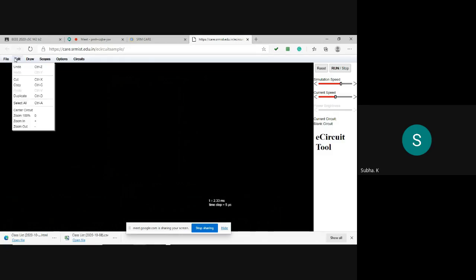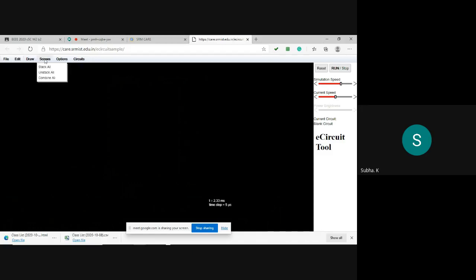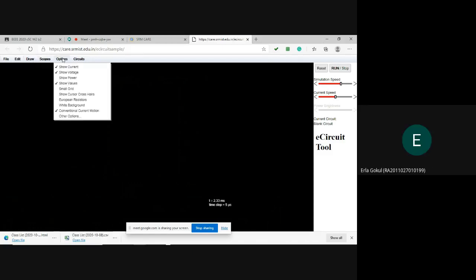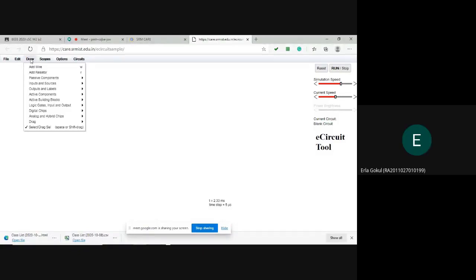If you want, you can change the screen. If I don't want a black screen, I can change the screen also. I think that is also possible. Okay, white background I can have. Then I have to pick and place components. For that, draw. All are able to see draw?